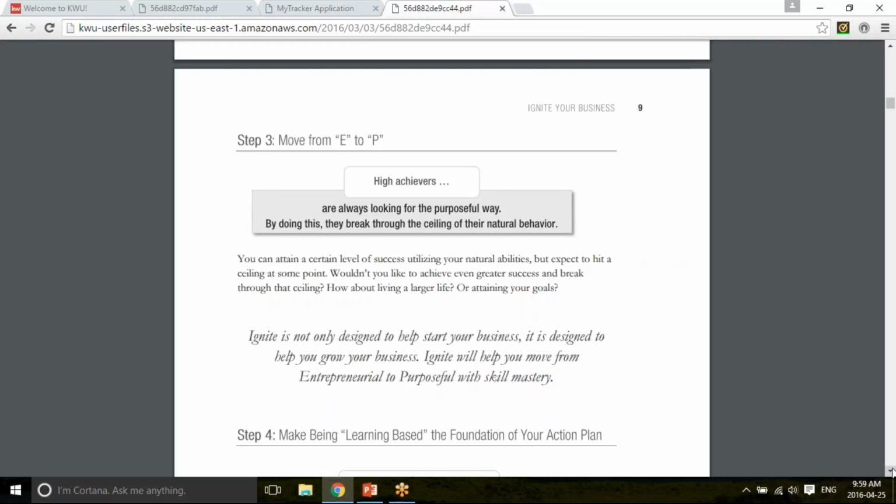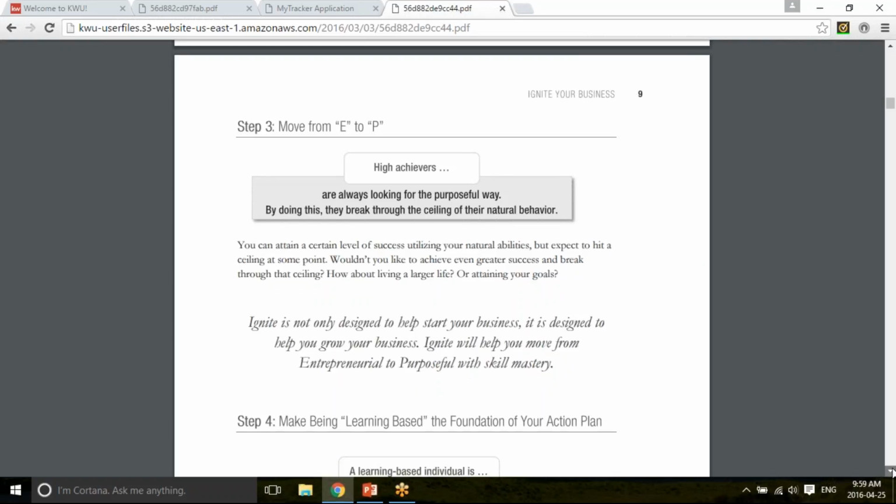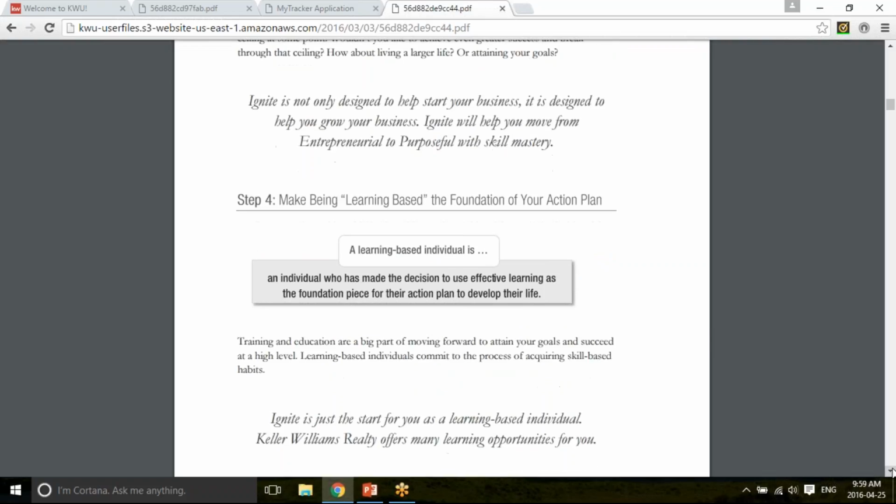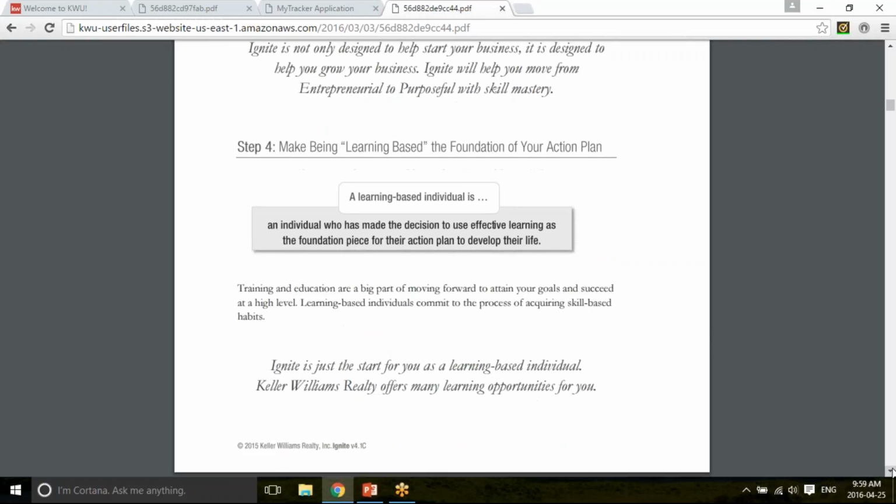Okay. So the next one is making learning-based the foundation of your action plan. A learning-based individual is an individual who has made the decision to use effective learning as the foundation piece for their action plan to develop their life. Training and education are a big part of moving forward to attain your goals and succeed at a high level. Learning-based individuals commit to the process of acquiring skill-based habits.